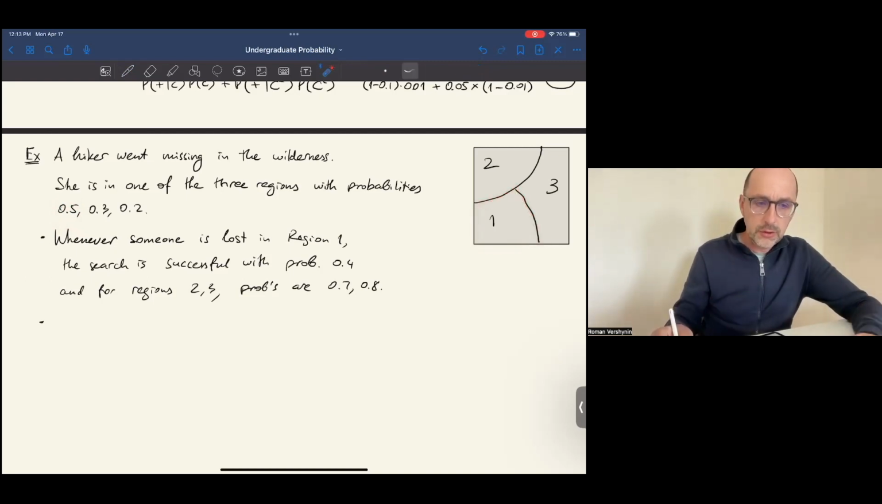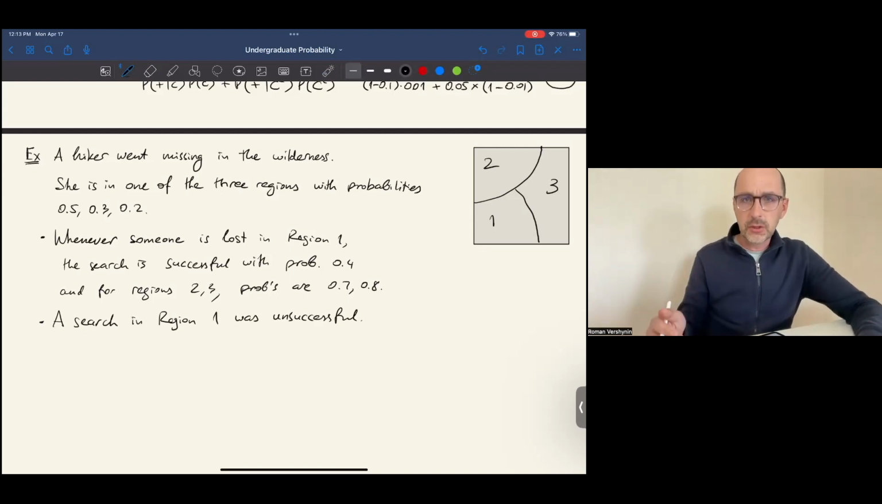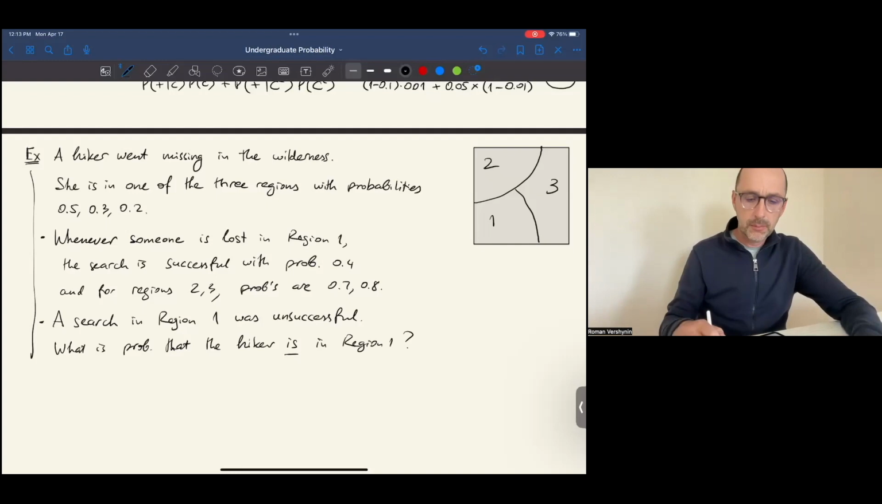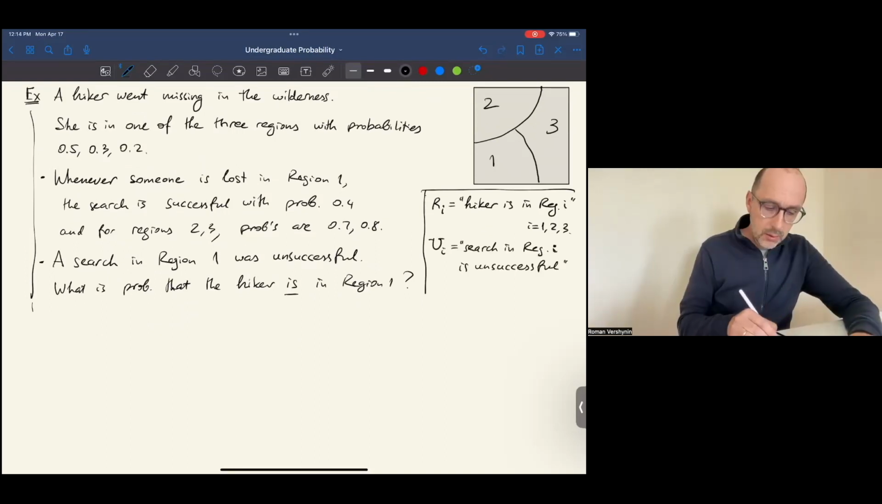You searched region 1 and have not found the hiker. What is now your probability that the hiker is still in region 1? In this problem, we're looking at these events. Ri, the hiker is in region i. i could be 1, 2, or 3. And also Ui, that the search in region i is unsuccessful.